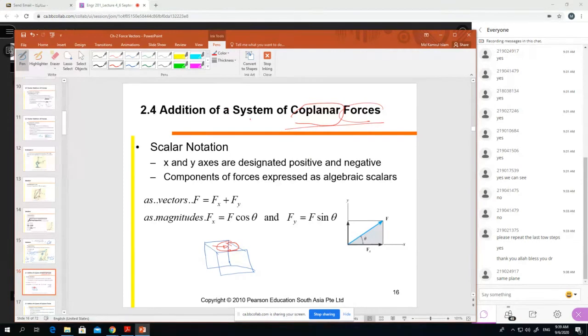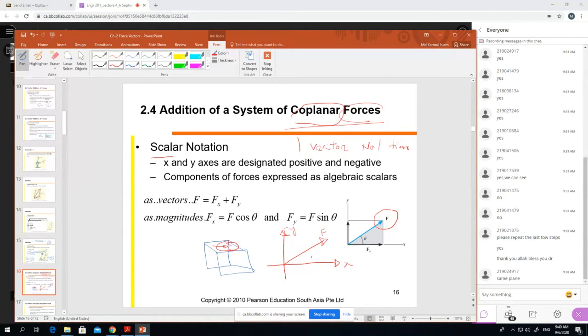Now we can express force in two ways. One is the scalar notation, another is vector notation. In the next slide, we will see how to write the vector notation. Here we learn scalar notation. Suppose one force here, F. If it is F, always remember we have x-axis and we have y-axis, x and y.